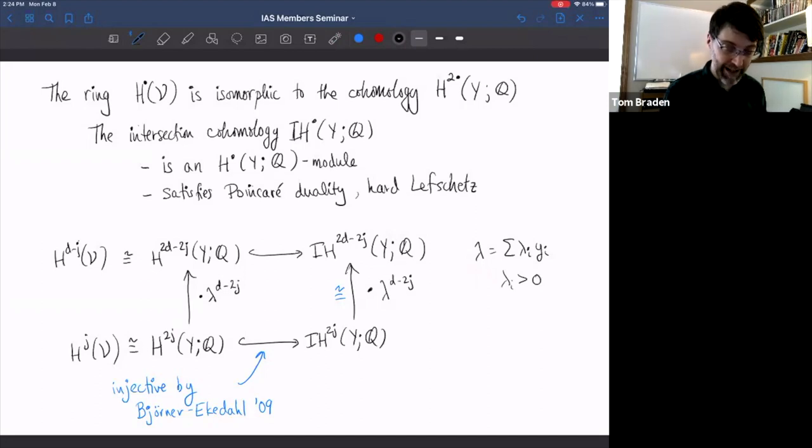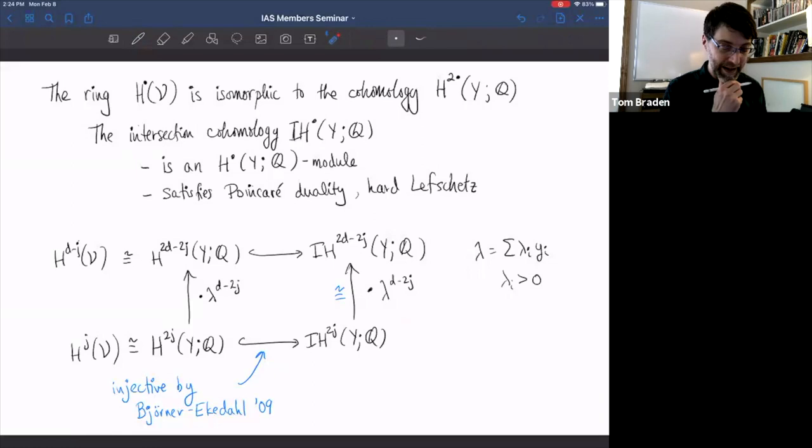If you take an ample class in degree two, we have the degree doubling property. So instead of degree one, everything is in degree two when we're doing topology. And you multiply by that class enough times to get from degree 2j to the complementary degree 2d minus 2j, then that's always an isomorphism. So the hard Lefschetz statement says that if you have a class like this and you multiply enough times by this element, you get this isomorphism.